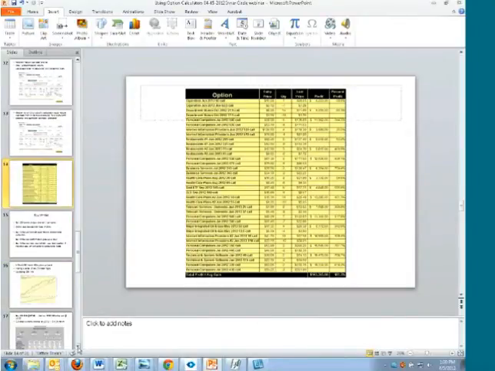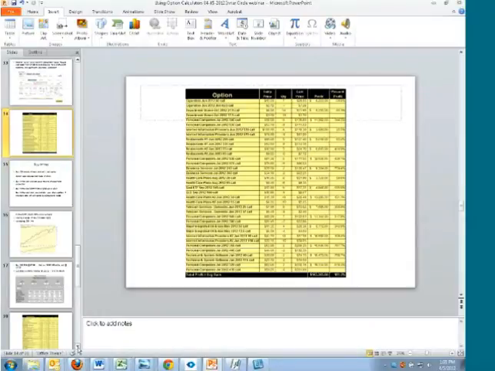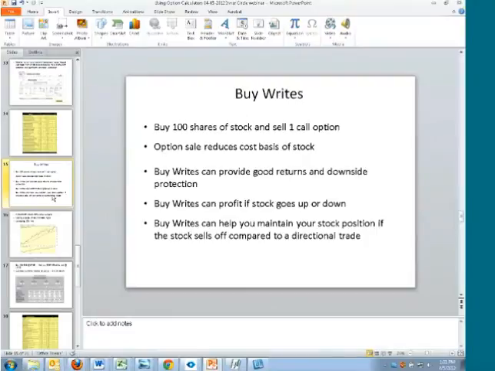And let's take a look at buy right trades. With the buy rights, we buy 100 shares of stock, and then we sell one call option. And of course, when you sell that call option, that short call will profit as the stock goes down. And the sale of the call also reduces the cost basis of the stock.